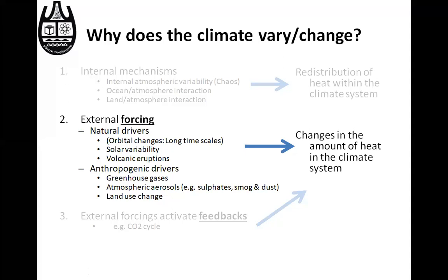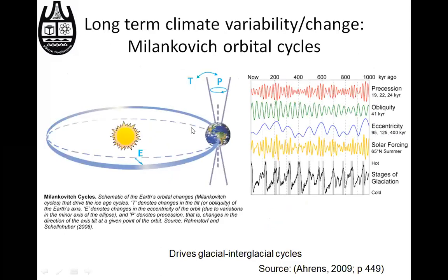Natural drivers include those factors that are fully natural and we don't have any hand in, and that particular change is caused by nature itself, and there is no relationship between anthropogenic influence and those drivers. Such natural drivers include orbital changes or the Milankovitch cycle, solar variability changes, and also volcanic eruptions. Let's discuss a little bit about those things.